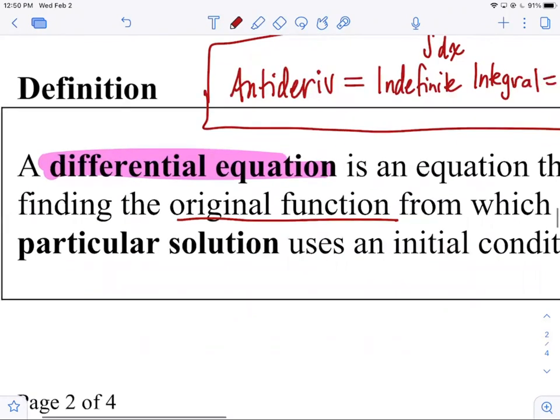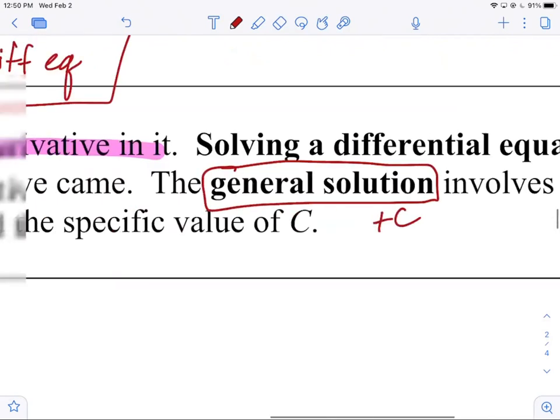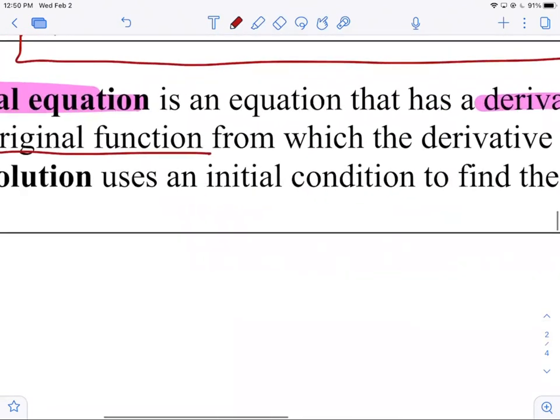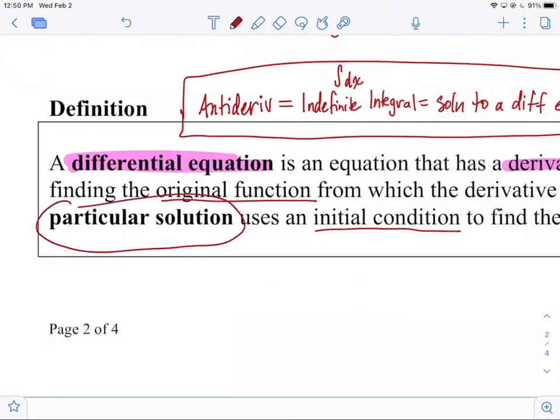When you find the antiderivative and you put the plus c, that's the general solution. But sometimes it'll ask you to find the particular solution, and that's when you need the initial condition to plug in to find the value of c.